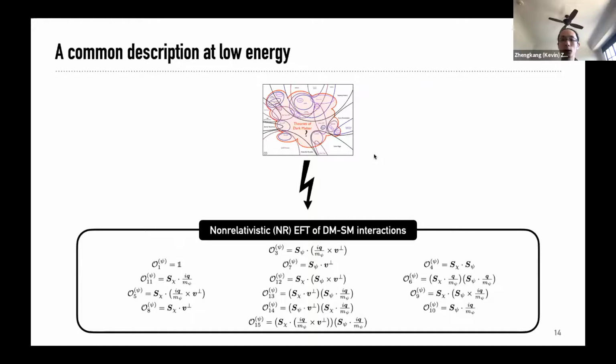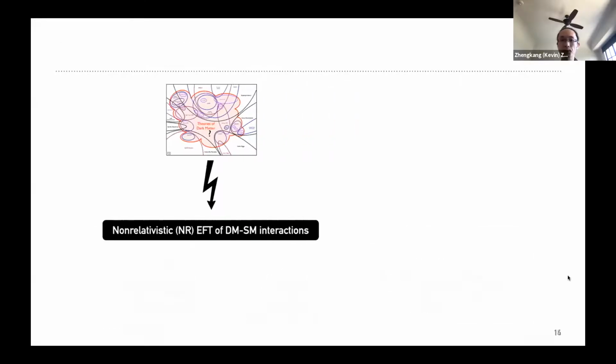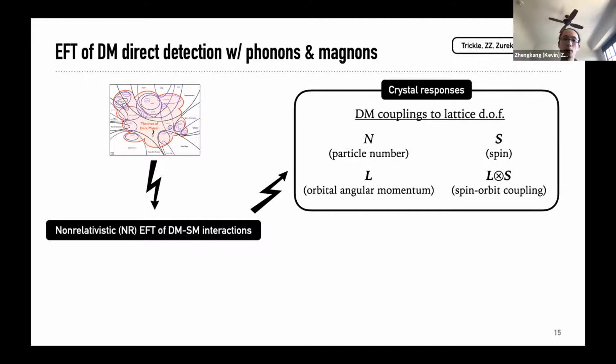And in fact, the matching between many of these models onto the set of non-relativistic effective operators is already well known from previous studies on nuclear recoils. And here I'm just listing the set of operators. That's the first step of our EFT calculation. The second step is to start from these effective operators. And starting from this point, we can forget about the concrete models and just work with the effective operators. And the second step is to derive the dark matter couplings to the lattice degrees of freedom. And these are what we call the crystal responses.